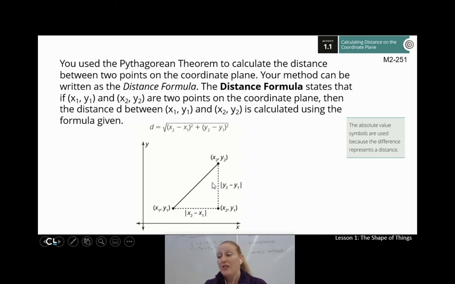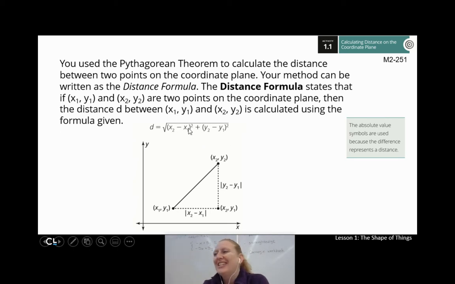This length is the other side of my right triangle, right? If I wanted to find this length, I would just subtract the y coordinates. I was at 5 and I dropped down to 3, so I would do 5 minus 3. That would tell me the length of this side. So that's my b for my b squared.